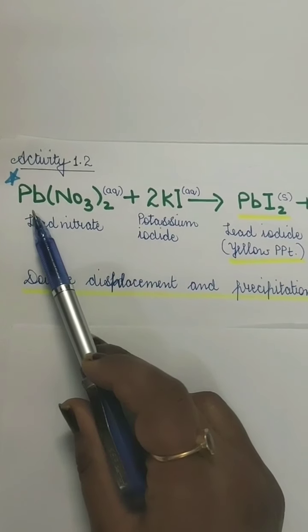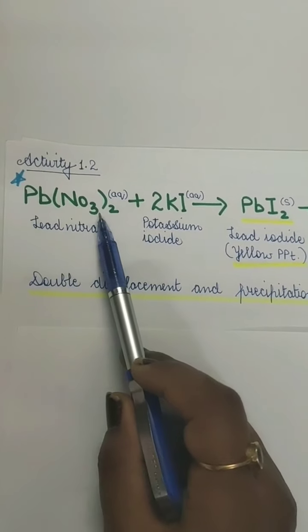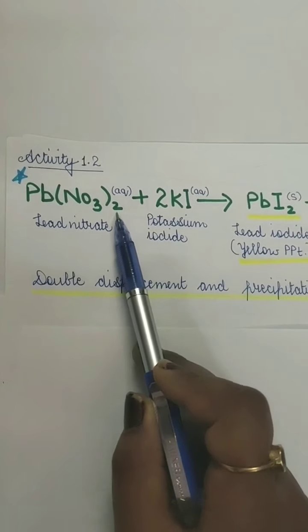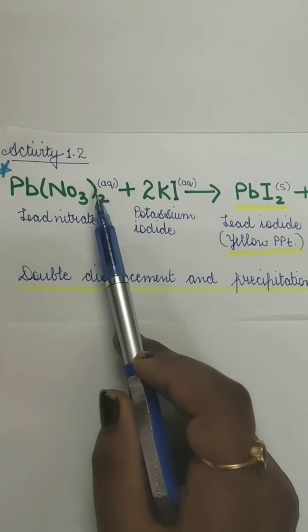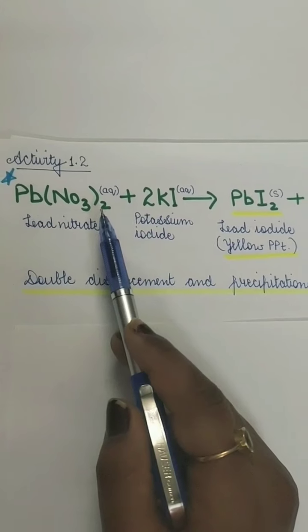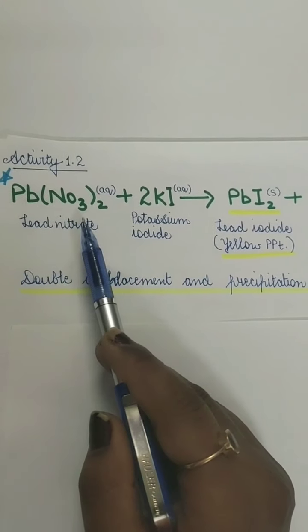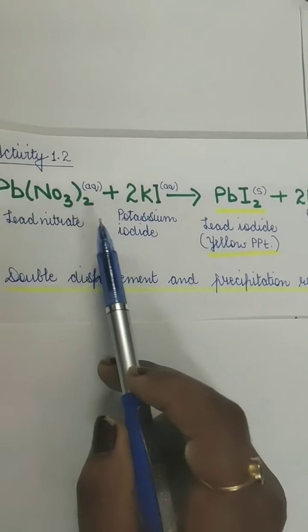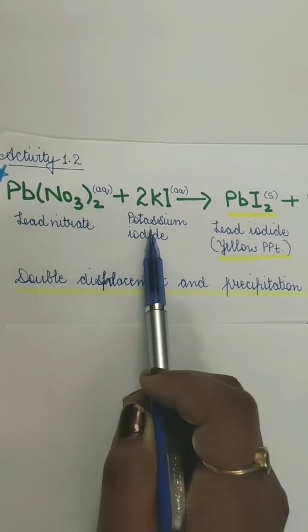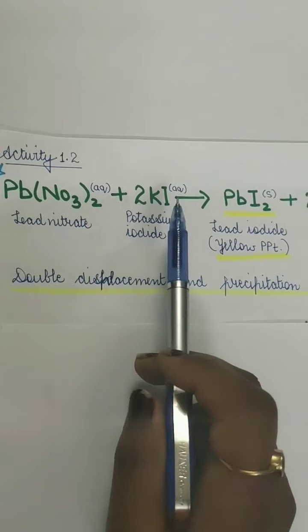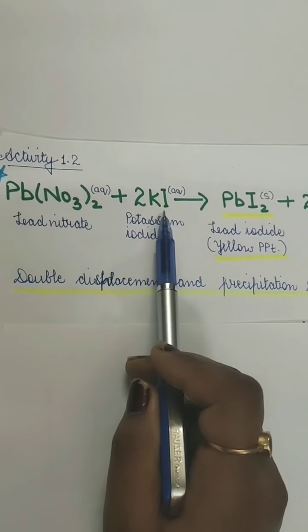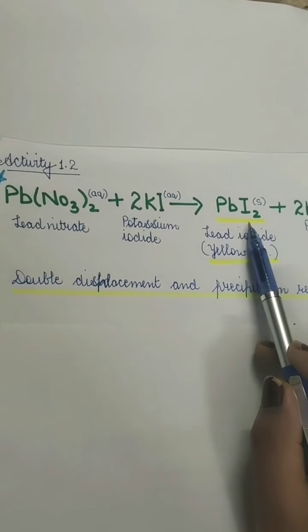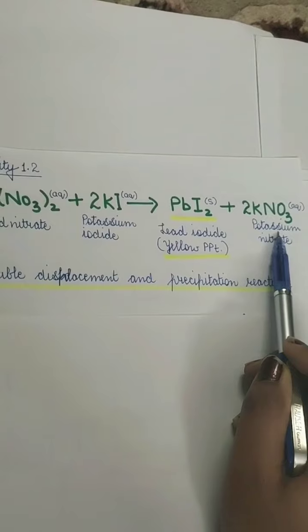So lead nitrate is Pb(NO3), nitrate is NO3, and the valency of lead is 2. So the formula is Pb(NO3) whole twice. It will be in aqueous form because a precipitation reaction or double displacement reaction happens only when the salts are in solution form, or the salts are mixed with water. So lead nitrate reacts with potassium iodide. Potassium iodide is formed when potassium combines with iodine. Now it forms lead iodide, and potassium nitrate solution is formed.